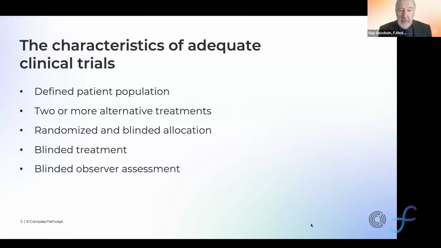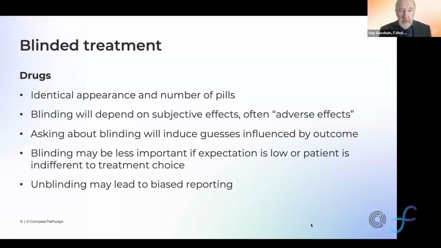Final thing is that there should be blinding, preferably that the patient should not know what they're receiving, and that people observing the patient should not know what the patient had received. And so this blinding receives a great deal of emphasis. And it's a particular challenge, as you'll see, for our sorts of studies. But with most drugs, there are simple measures to go for blinding. First of all, you will have identical appearance and number of pills.